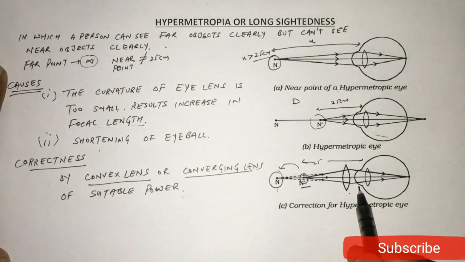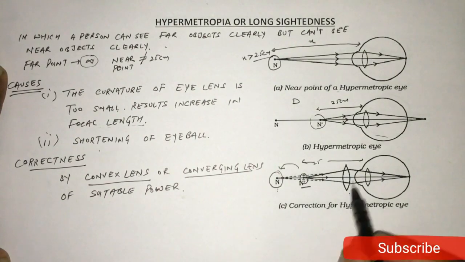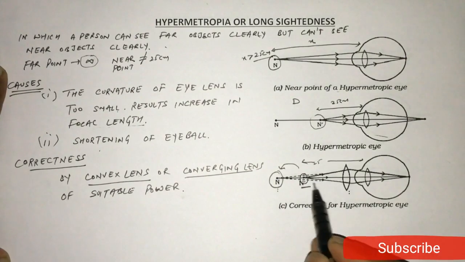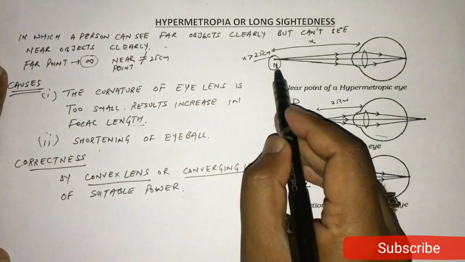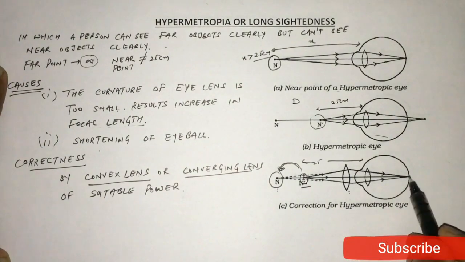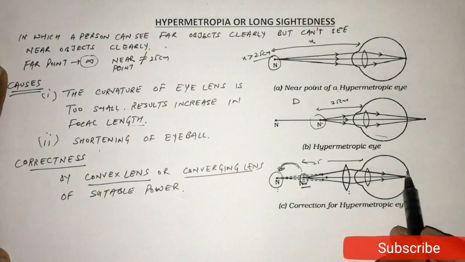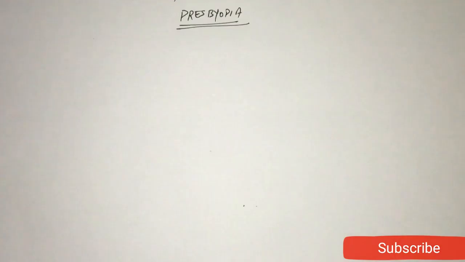This defect can be corrected by a convex lens or a converging lens. This converging lens forms a virtual image of this object on the near point of this hypermetropic eye, so that the image converges on the retina. So the person can see the image of the object clearly. So the next defect is presbyopia.